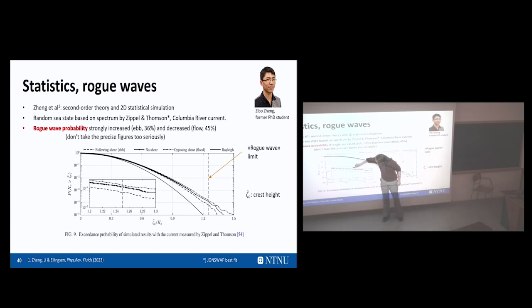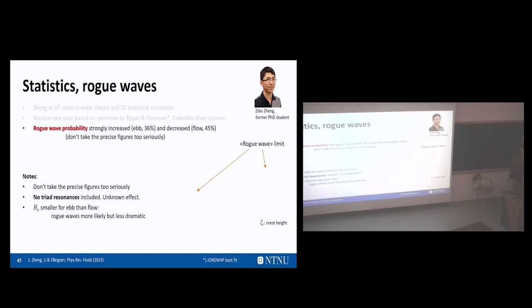And what we find here is that the rogue wave probability is increased quite a bit or decreased even more, depending on whether you're upstream or downstream. So it does seem to matter. As I said, this study had some limitations, because in particular there are triad resonances with critical layers and things that aren't taken into account.